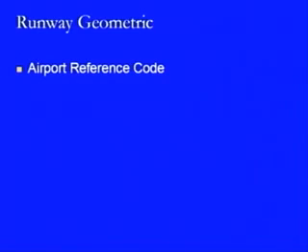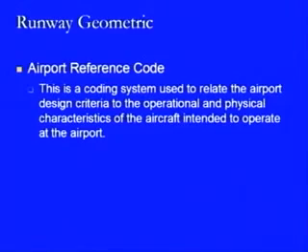Then apart from this length, there is another feature which needs to be referred to, that is the airport reference code. This airport reference code is a coding system which is used to relate the airport design criteria to the operational and physical characteristics of the aircraft which are intended to operate at any of the airports. So, that is the type of coding system which is there with respect to the use of the airport by different types of aircraft.